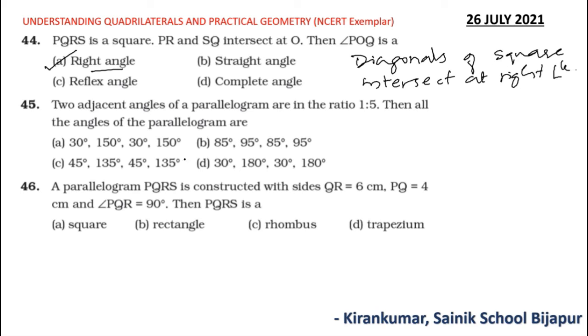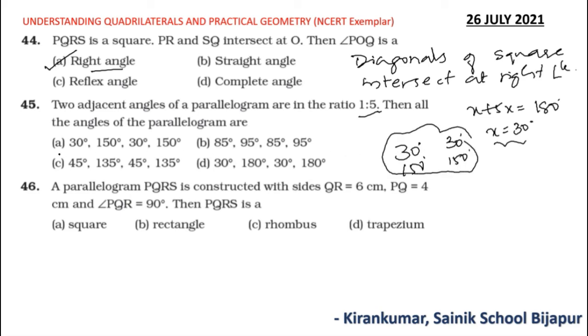Question 45. Two adjacent angles of a parallelogram are in the ratio 1:5. So we know that adjacent angles are supplementary. The sum becomes 180. X value you can find as 30. If one of the angles is 30 here, the other angle is 5 times 30, 150. So 30 degrees, 150 degrees; this will be the adjacent angles. Opposite angles are equal, so one more 30 and one more 150 has to be there. So option A is the right answer.